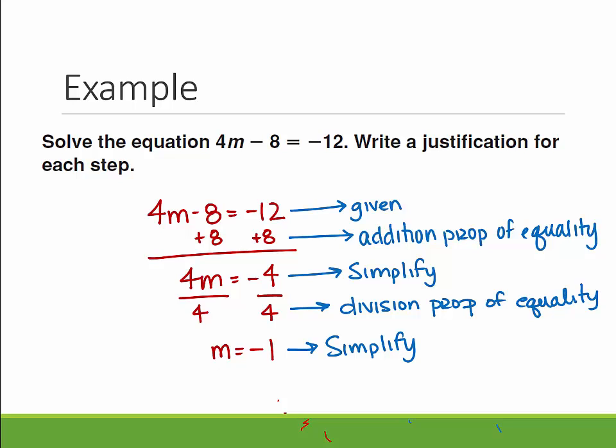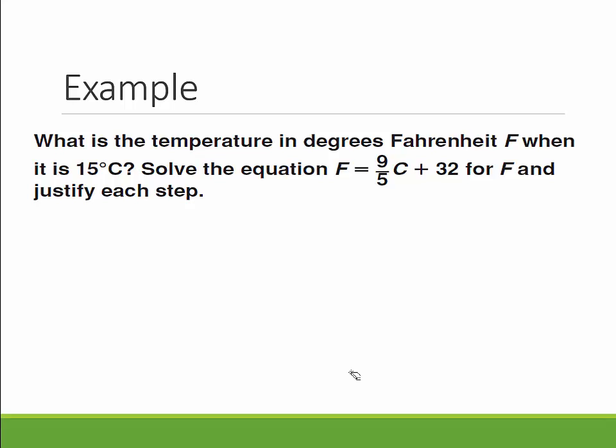So hopefully solving the actual equation was nothing new, but giving a reason why we can do everything is the only new part of 2.5. So here's another example. What is the temperature in degrees Fahrenheit when it is 15 degrees Celsius out? Solve this equation. The Fahrenheit temperature equals 9/5 the Celsius temperature plus 32. We need to justify each step.